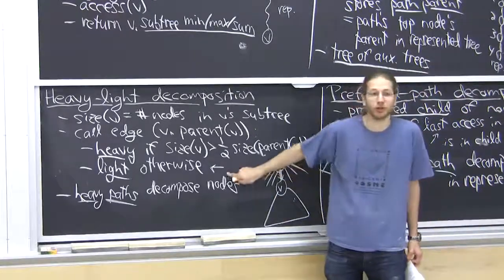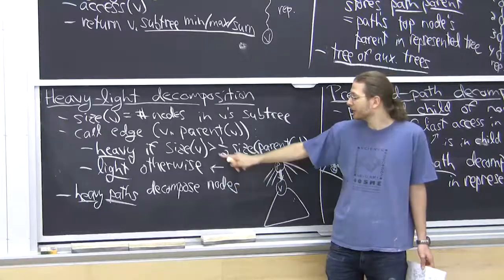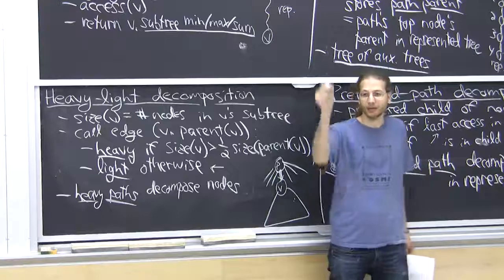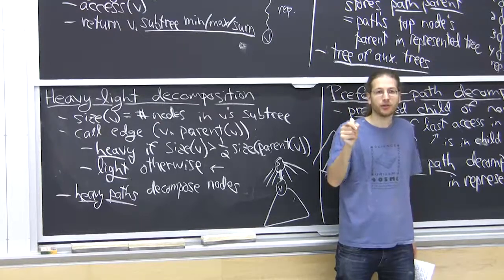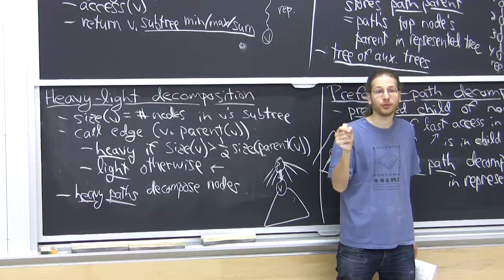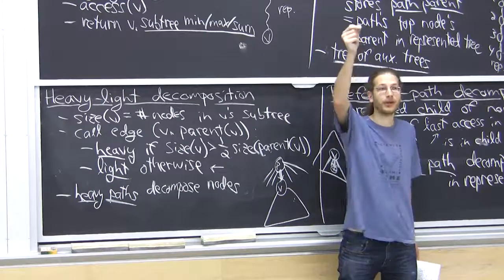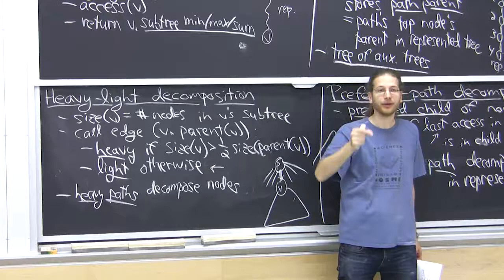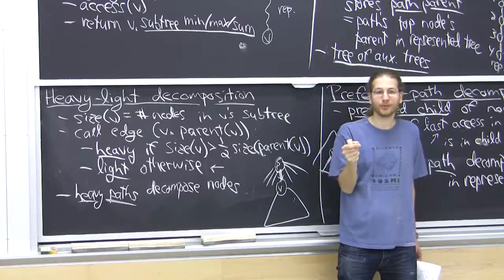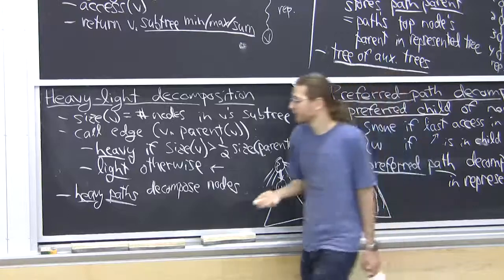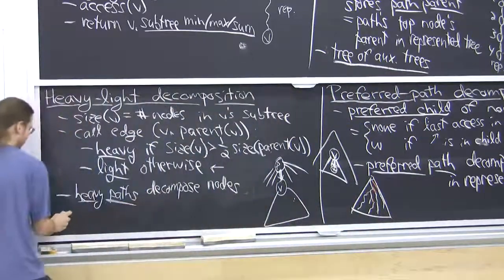Light edges are good. Why are they good? Because then the size of V is at most half the size of its parent. Meaning every time you follow a light edge, the size of your subtree went down by a factor of 2. How many times can that happen? Log n times. Start with everything at the root. As you walk down, if you're decreasing your size by a factor of 2 every time, you can only follow log n light edges. This is what we call the light depth of a node.